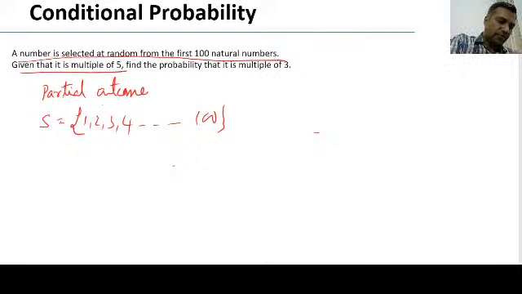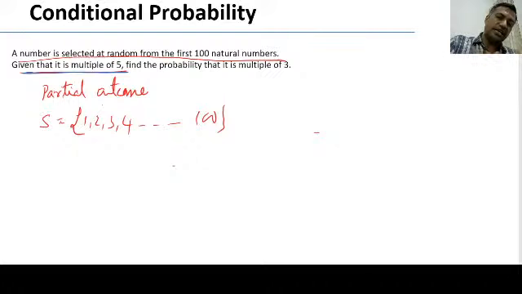Now, when you selected one, given that it became a multiple of 5, you are not telling me what the number is. Assume that there are 100 cards in front of you. You picked out a number and you are informing me, hey, I picked one number out of 100 natural numbers. It is a multiple of 5. You said that.